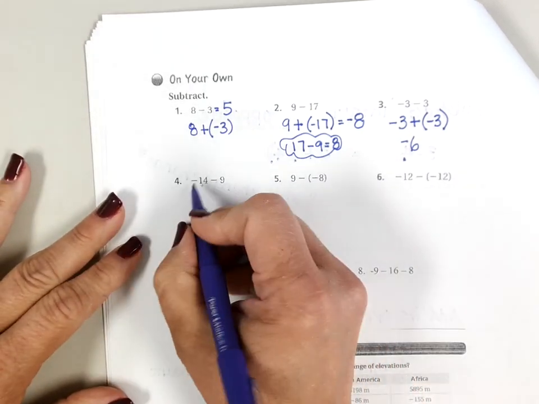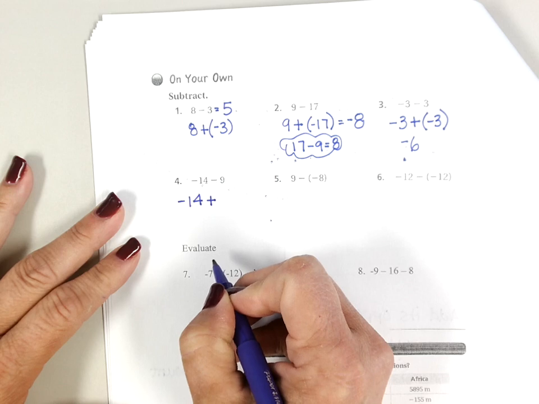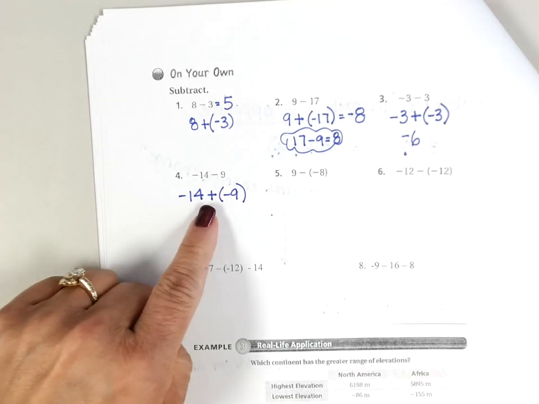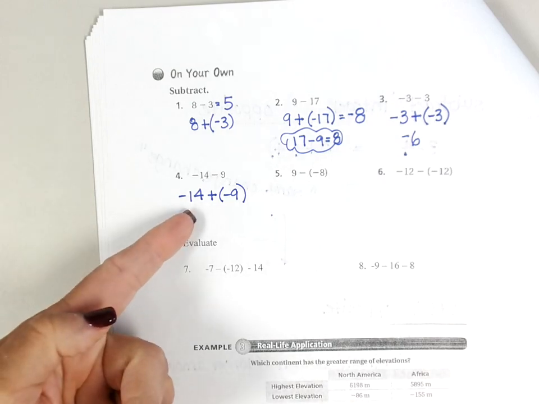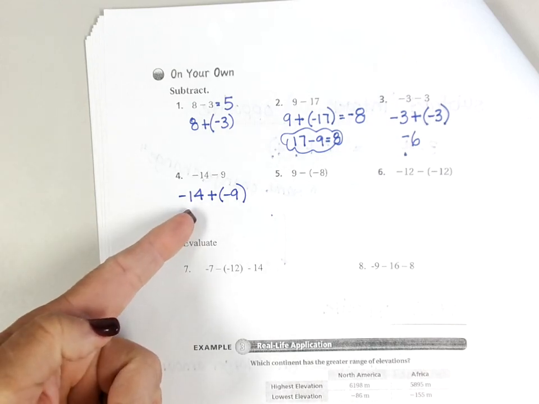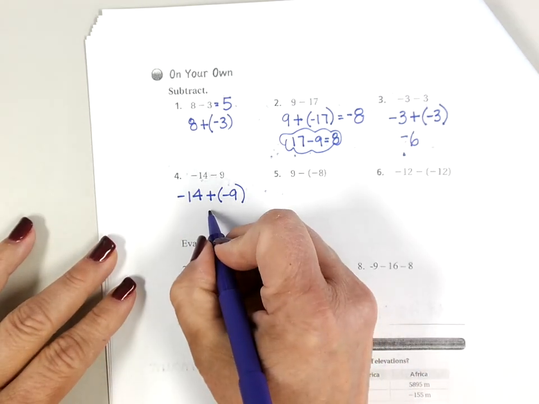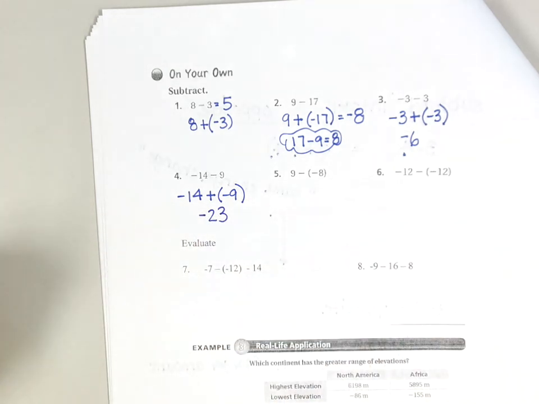Number 4, I've got negative 14, change to a plus, change to a negative. So keep, change, change. And I got same signs again. When you have same signs, you remember, think about this in your head. I've got 14 red chips, 9 red chips. All together, I'm going to have 23 red chips, right? They're still negative. So we add them and keep the same sign.